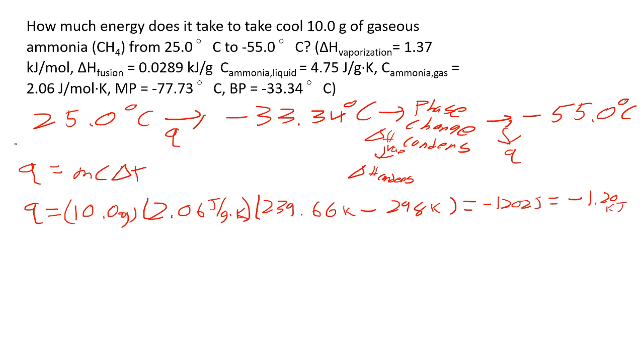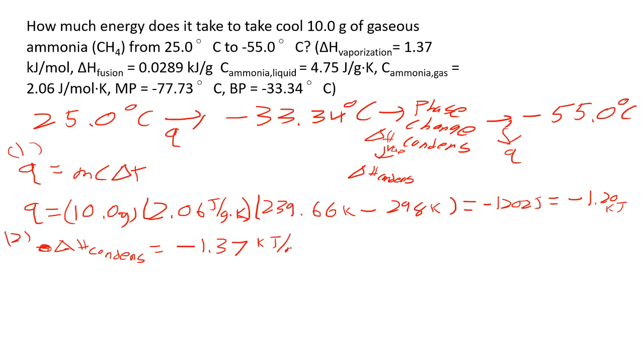This is step 1. Now our step 2 is our phase change. For this, we first need to recognize that delta H condensation is going to be equal to negative 1.37 kilojoules per mole.